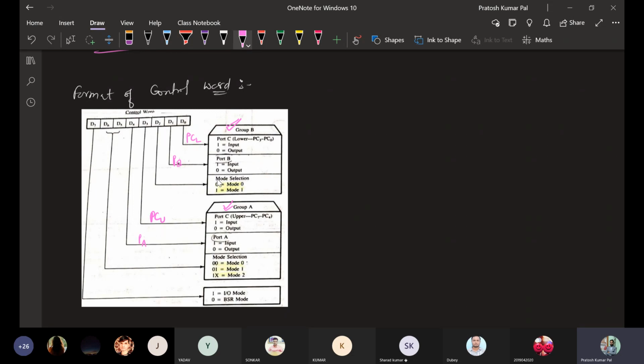The mode of operation of port A will be decided here by 00, either 0 mode or 1 mode, or 1 and X, which means D6 is either 0 or 1. If D5 is 1, then port A will be working in mode 2. So this mode selection is basically for port B, and this mode selection is basically for port A. So this is the control word format in case of mode 0 operation.